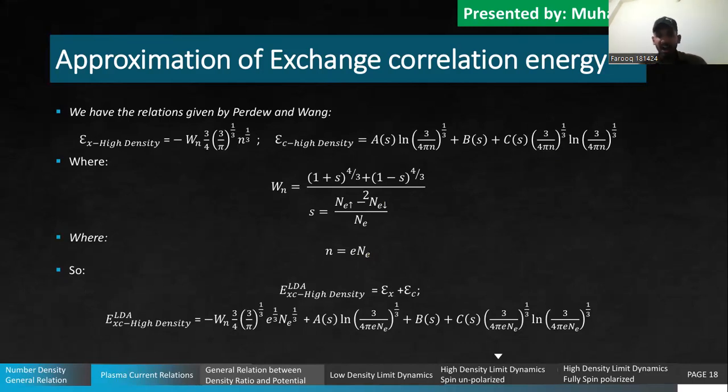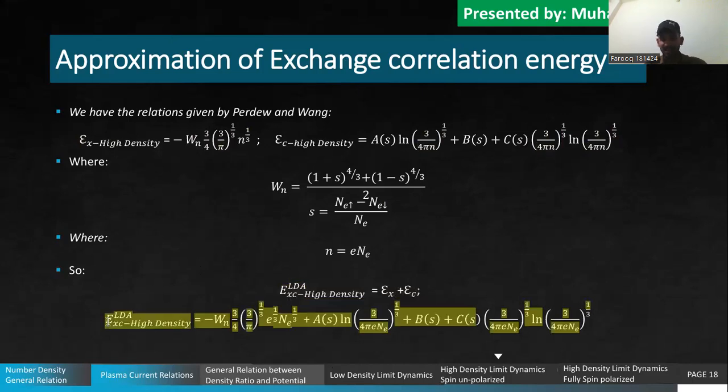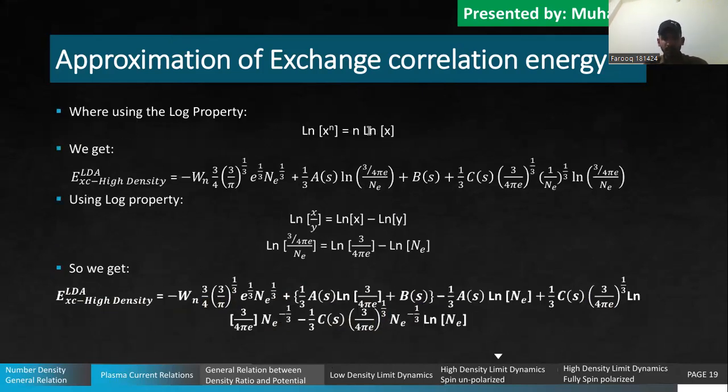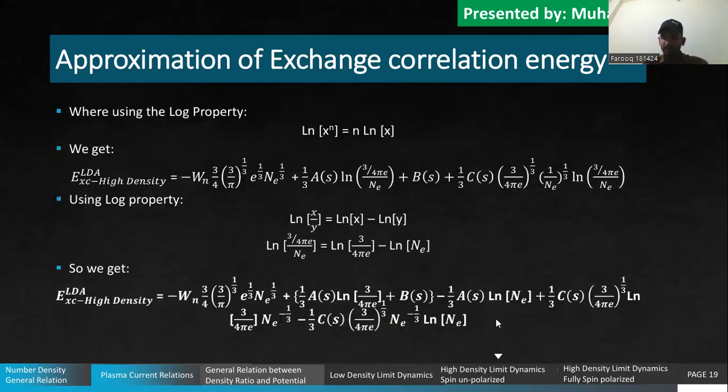So the exchange correlation functional in the high density local density approximation will be EX plus EC. We simply add these two equations and we get this net result. Similarly, we use the log properties here. Simply ln of this is equal to 1/3 ln of this. Okay, simply.